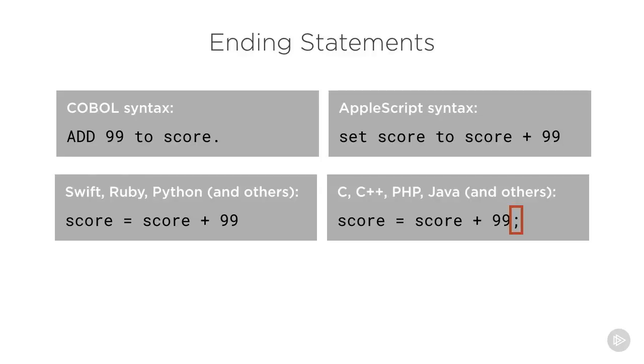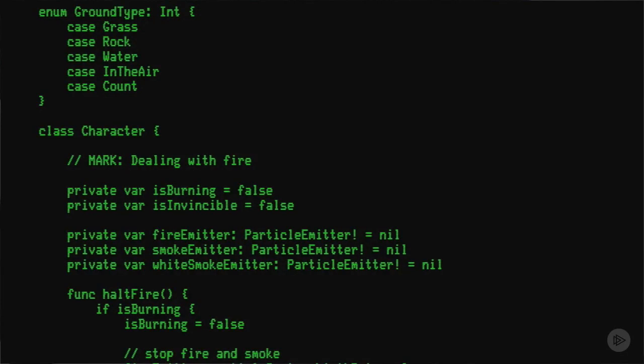Whereas in COBOL, or at least some versions of COBOL, it's the same idea, but there you would end a statement with a period. In other languages, Ruby, Python, Swift, for example, you don't need a special character. You just end each statement with a line break. You don't need a period. You don't need a semicolon. Just by having separate lines, each one is treated as a complete statement.